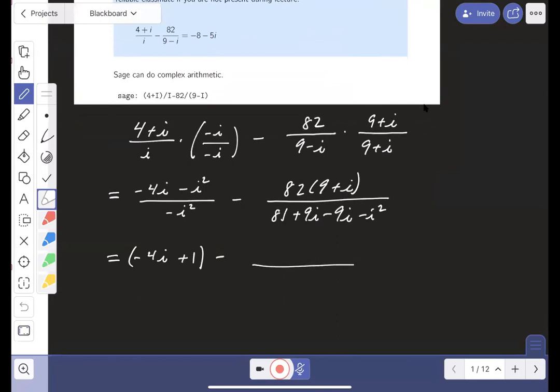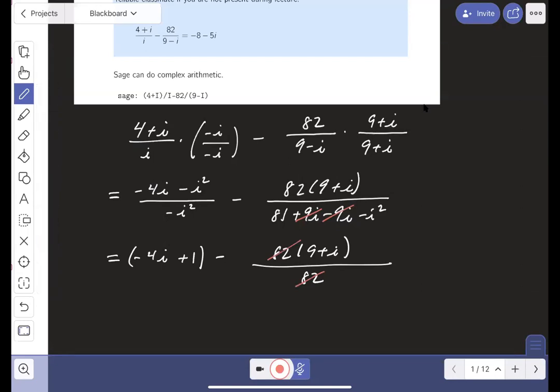Oh boy, I got to do this now. 82 times 9 plus i. Now what's nice about the bottom, these things disappear. And what am I left with? 81 minus a minus 1, which is 82. I know that they cancel now, and I'm glad I didn't do the multiplication. I saved myself from work.